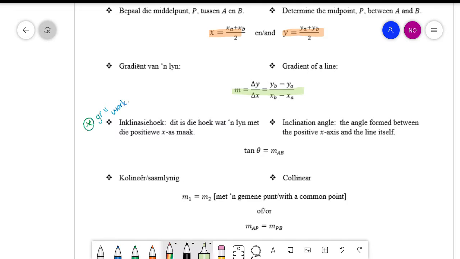Okay, now for the next few things, we are looking only at the gradient of the line. So the gradient of the line is something that we get a lot of information from. Die eerste ding wat julle moet weet van die gradient is wanneer hulle vir jou sê 3 punte is collinear of saamlynig. So if they say 3 points are collinear, then it means that you can draw them on the same line.